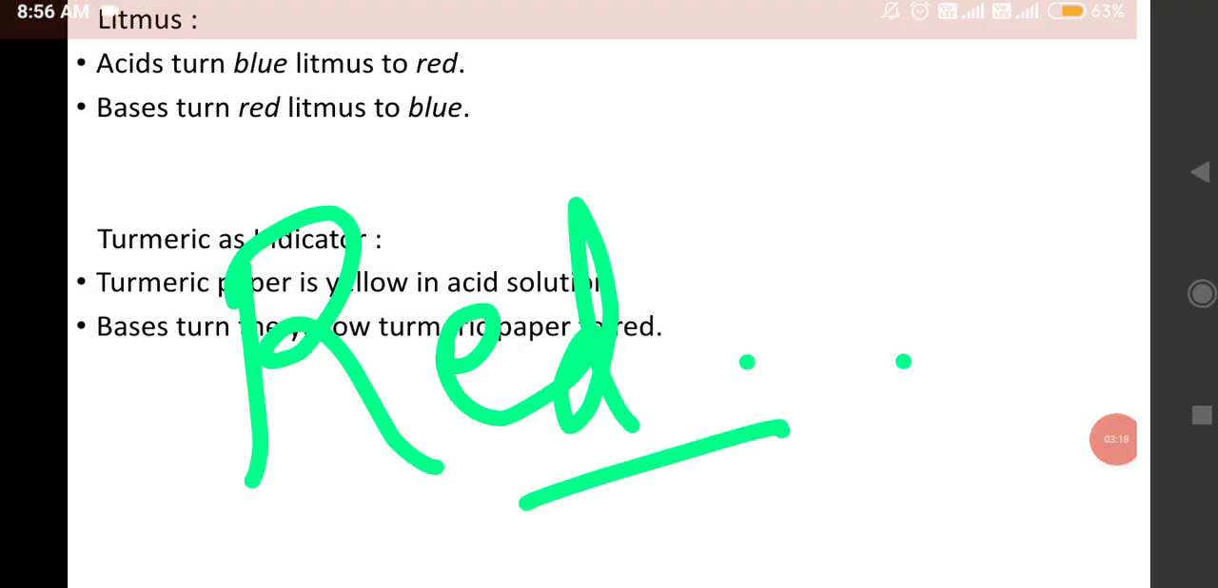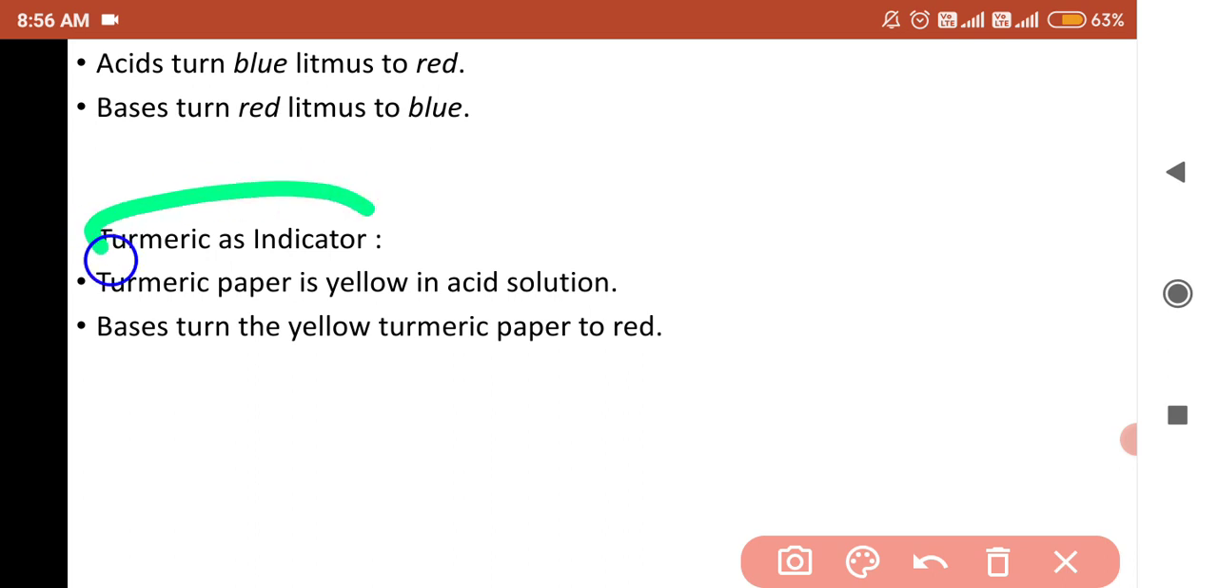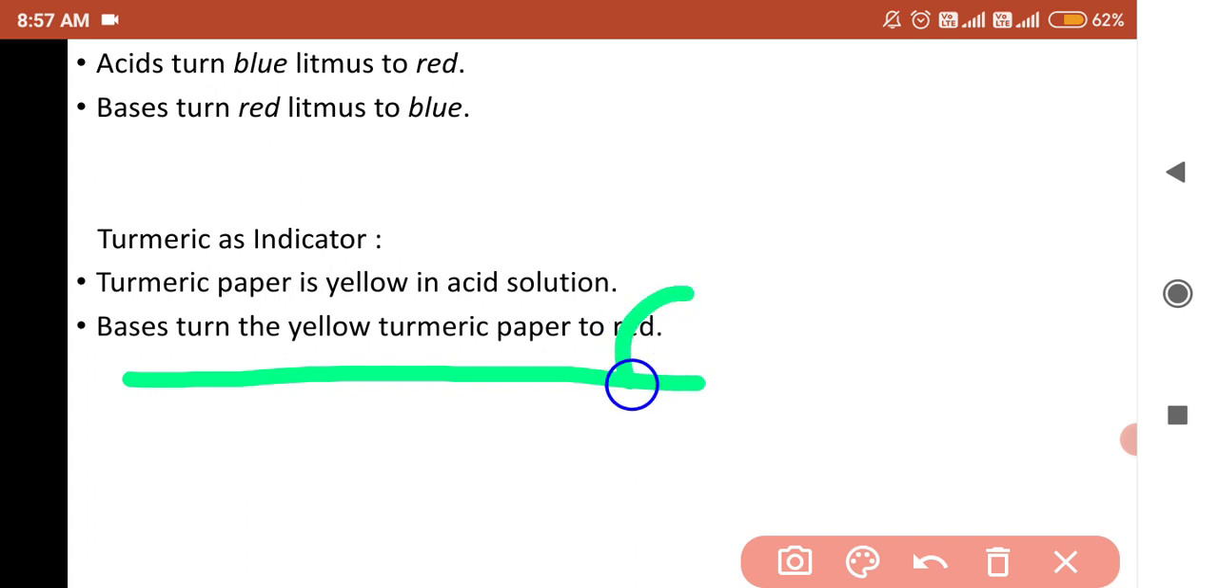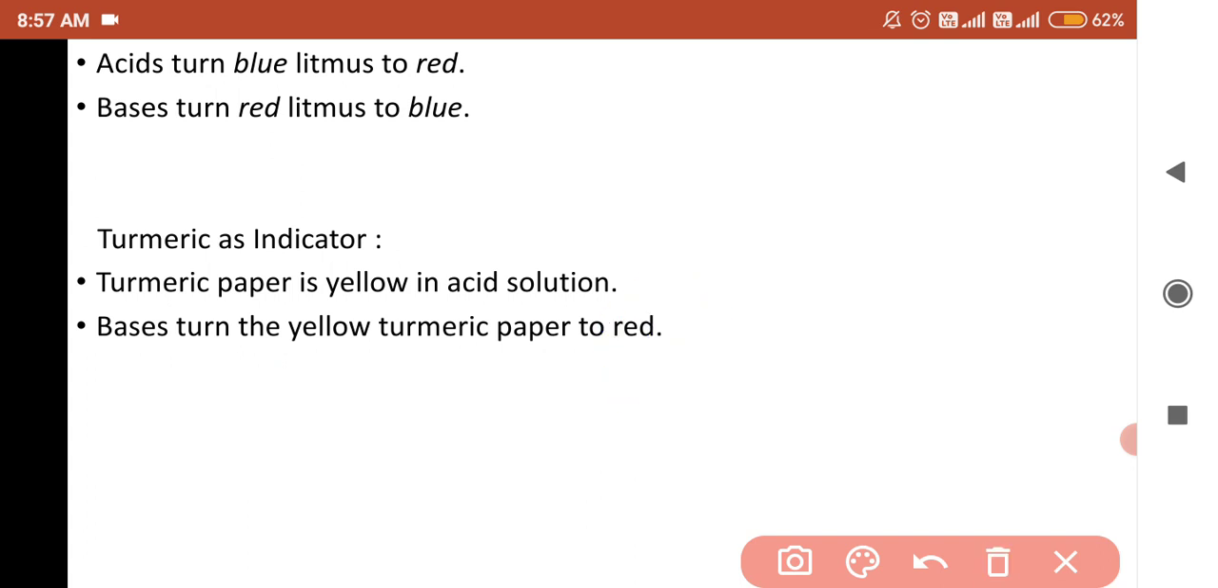So you can note down from here that turmeric paper is yellow in acidic solution. That means there will be no change in color of turmeric when it is added to an acidic solution. Turmeric will remain yellow in acidic solution. And when turmeric paper is added to a basic solution, then the bases turn the yellow turmeric paper to red. Clear?